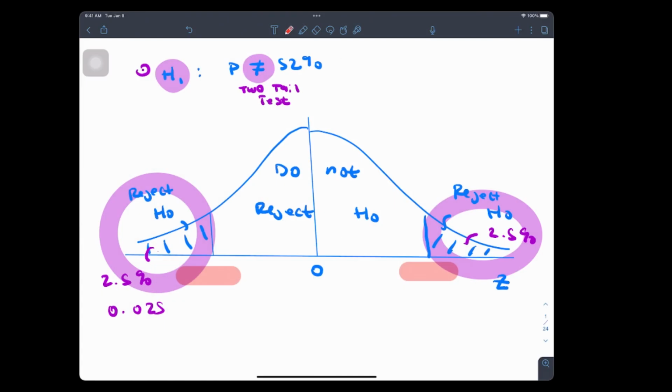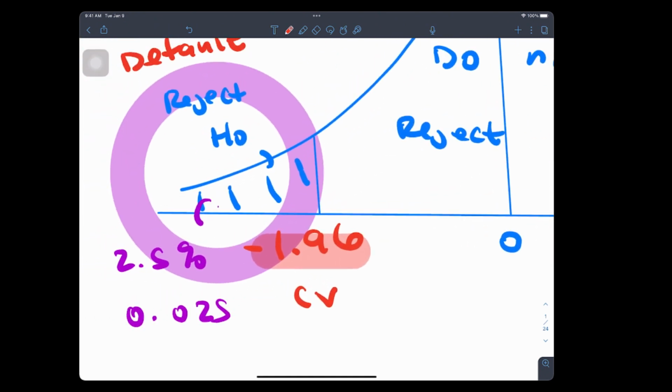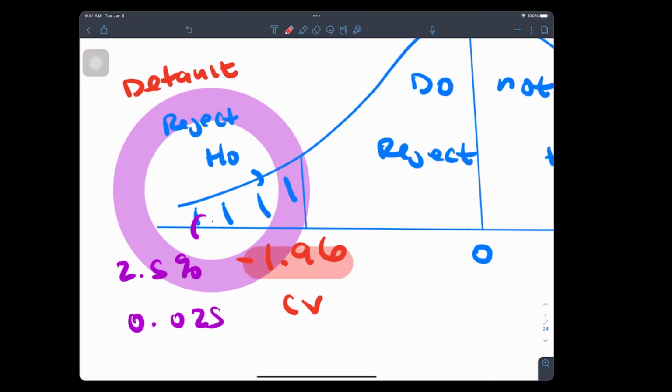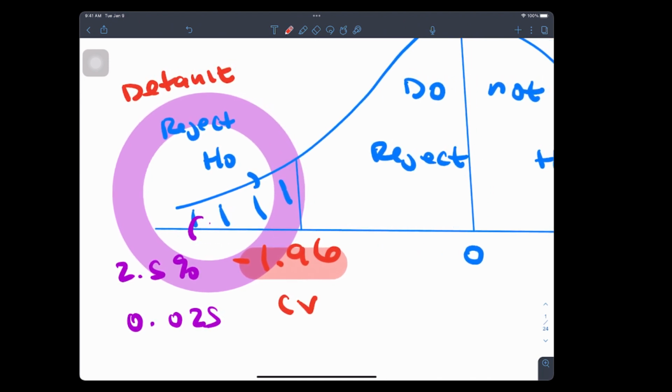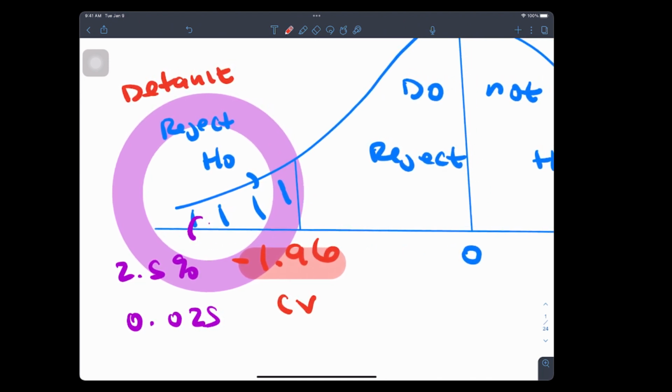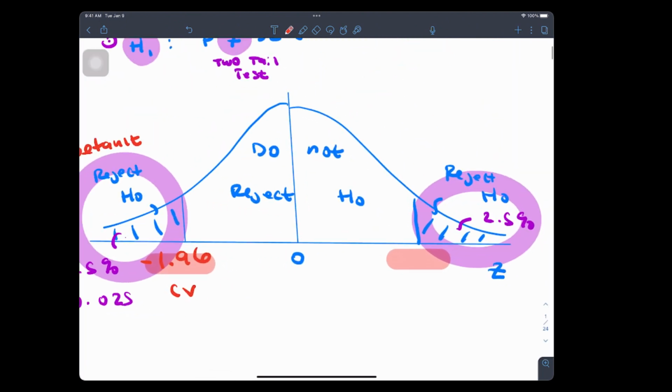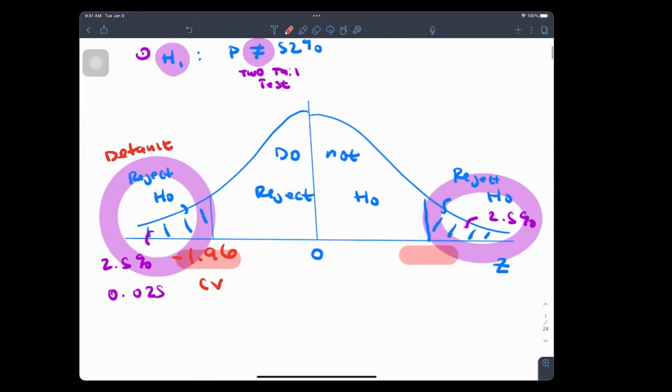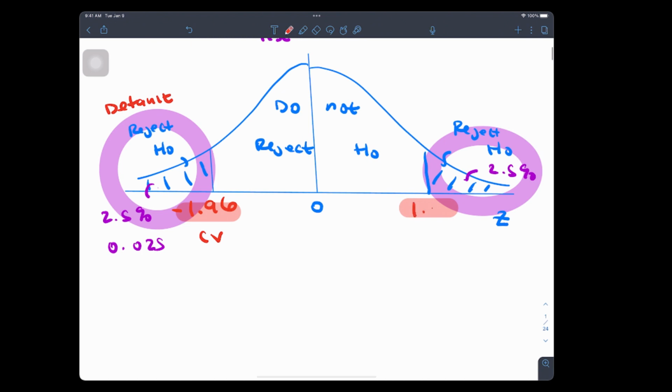So what they gave you is this. This is negative 1.96. Now remember, this was the default for those of you who had the other calculator. Area to the left of the critical value is always the default. But remember, since you have two tails, what's the other critical value? It's going to be on the other side of 0. It's symmetric.